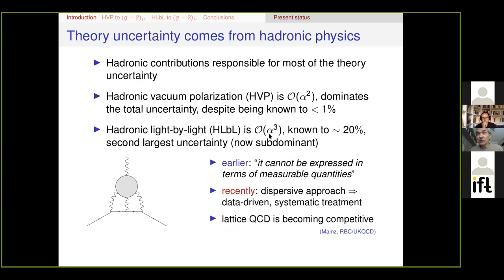So hadronic light by light is one order higher, but as I said before, it was considered the problematic contribution because it was very uncertain and for a while calculated only with models. And in fact, you could hear statements like "cannot be expressed in terms of measurable quantities" at conferences on this or even in papers. But recently we developed a dispersive approach which makes a data-driven calculation and the systematic treatment of this contribution also possible. And this is why this was now reduced to about 20%, which makes it subdominant with respect to hadronic vacuum polarization. And lattice QCD is also becoming competitive. It's essentially two groups which have produced results, and this is Mainz and RBC UK QCD.